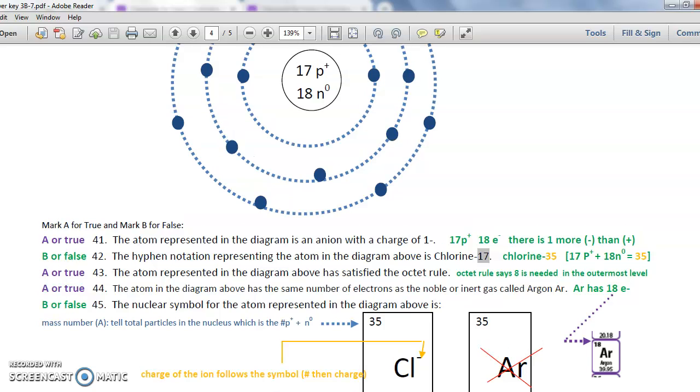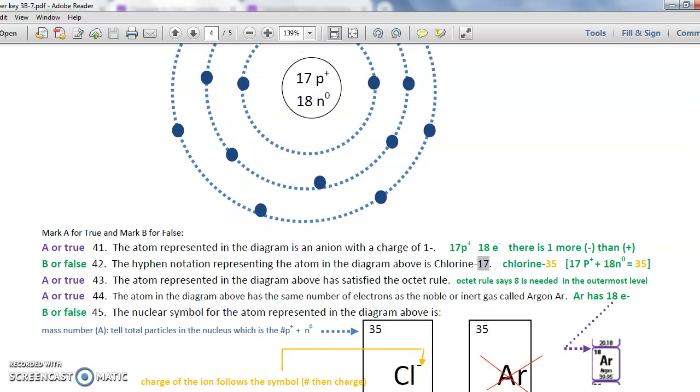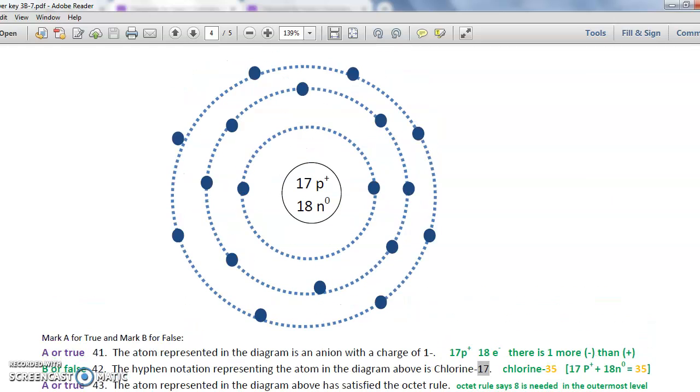This video picks up with question number 41 on 3B7, dealing with this diagram right here. We can see in the nucleus of this diagram that there are 17 protons and 18 neutrons for a total of 35 particles in the nucleus, or nucleons. Nucleons are the protons and neutrons in the nucleus.